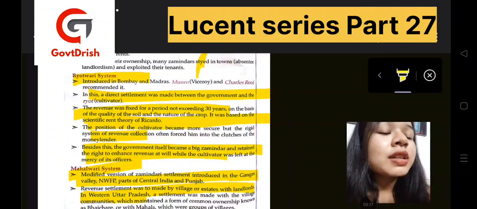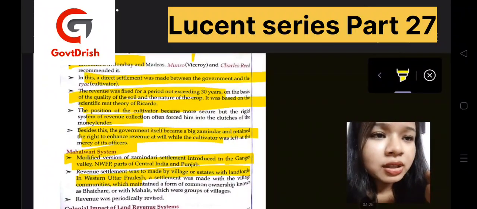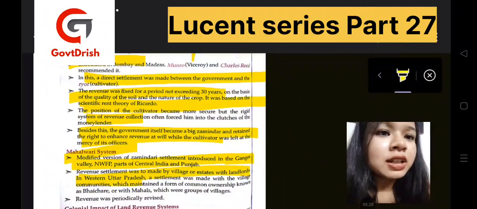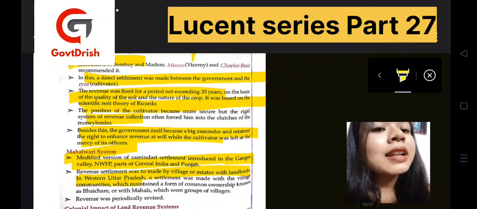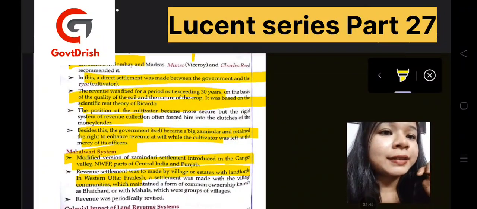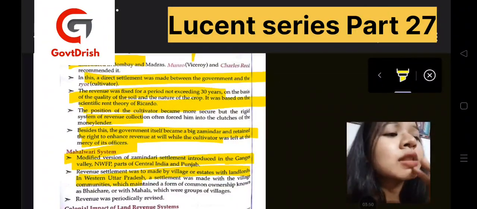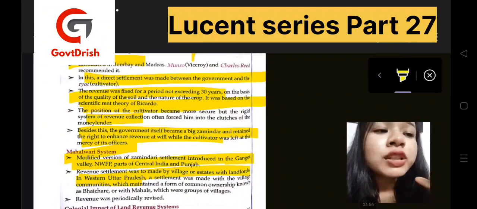Then the Ryotwari system. It was introduced in Bombay, Madras, and you can see who had introduced it. Please go through that. And you can see that this system was a settlement made between the government and the ryot, that was the cultivator. Here, in the third point, you can see that it was for a period not exceeding 30 years, and it was on the basis of the quality of the soil and the nature of the crop. So on that basis, you have to pay the revenue. With the system, the cultivator's position was secure, but the revenue collection was still there. They were forced to pay, and this was quite exploitative in nature.